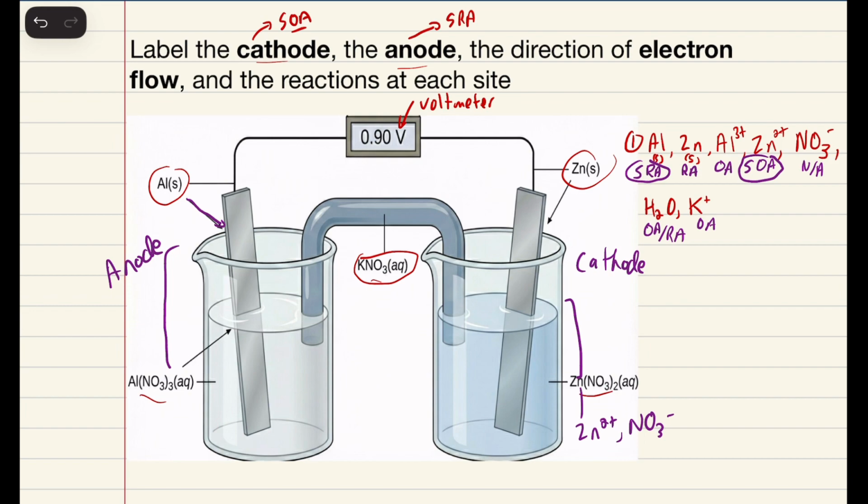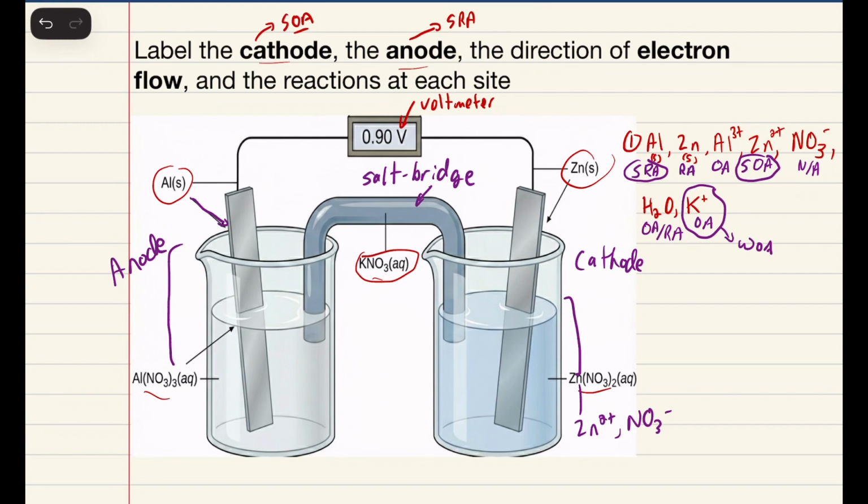And now the salt bridge, remember, it has the weakest reducing agents and oxidizing agents, I would say. So in this case, your K+ is the weakest oxidizing agent. So the solution that has that, which is over here, would be the salt bridge. And remember, it wants to be the weakest because its job is just to give the cations to the cathode and the anions to the anode.